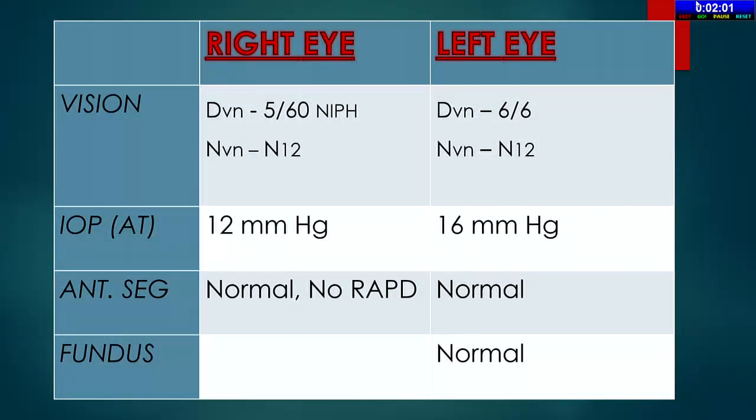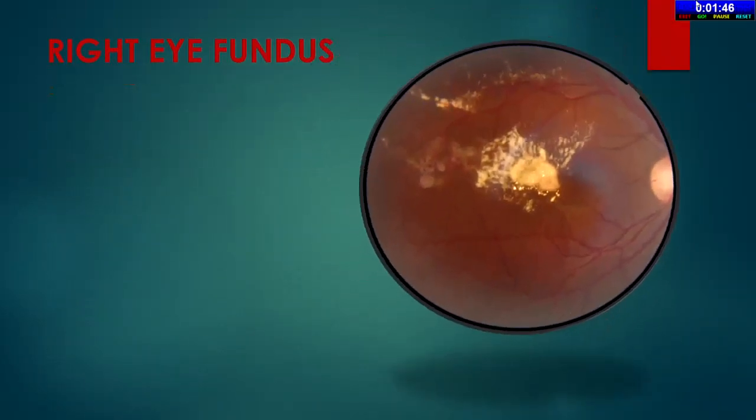His left eye was totally normal, including his fundus and intraocular pressure. His right eye had a distance vision of 5/60, which did not improve with pinhole. His IOP was 12 millimeters of mercury, and his anterior segment was normal. This was his fundus picture.